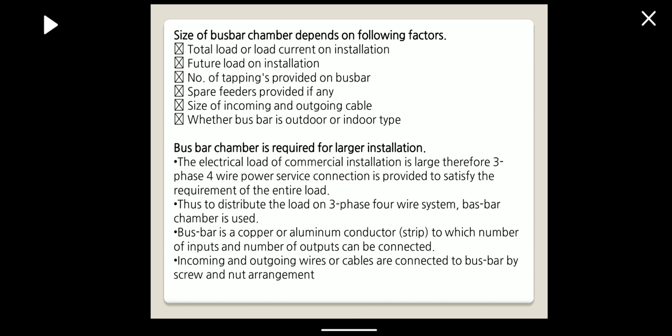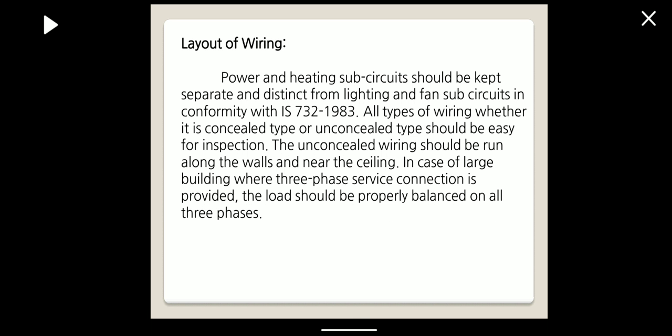The bus bar is a copper or aluminium conductor to which a number of inputs and a number of outputs can be connected. And the last one: incoming and outgoing wires or cables are connected to the bus bar by a screw and nut arrangement. The next topic is layout of wiring.